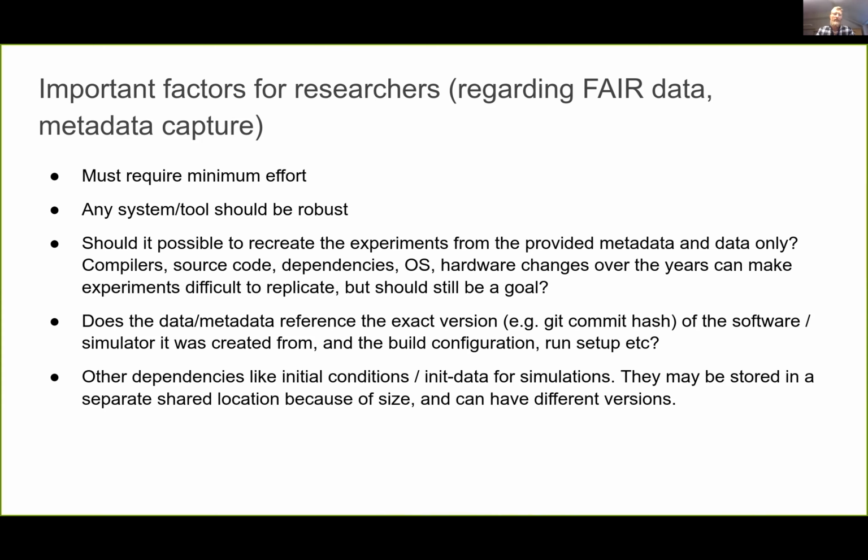And as I mentioned before in the workflow, there's a number of different places in the workflow where data is introduced and where metadata has to be captured, not just one place.